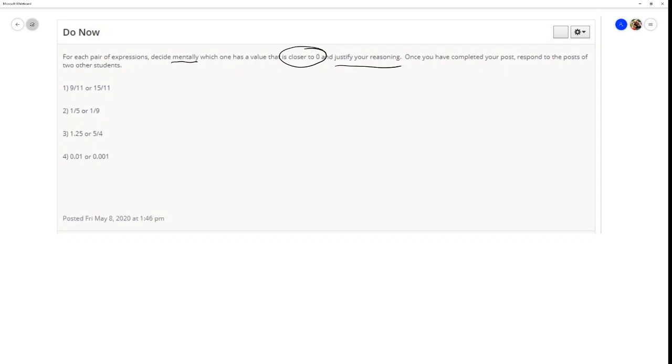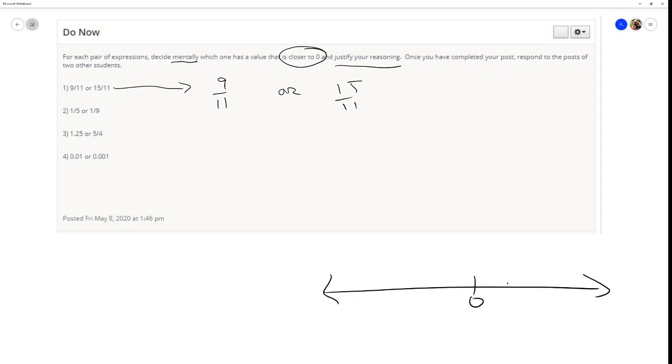All right. So I'm going to do this one over here. So I have 9/11 or 15/11. Closer to 0. So if I can kind of mentally, let me just draw it real quick. Number line is 0. 1, 2, 3, 4, 5. 1, 2, 3, 4, 5. So this is -5. This is +5.